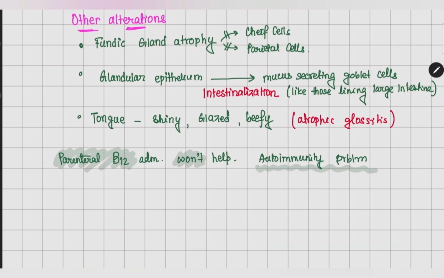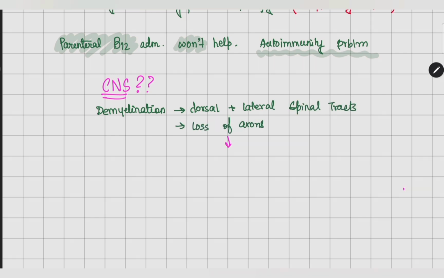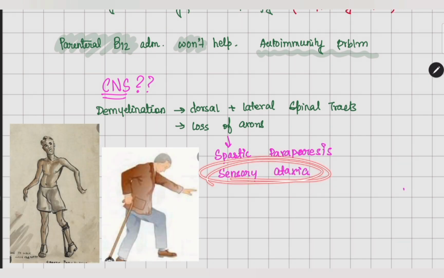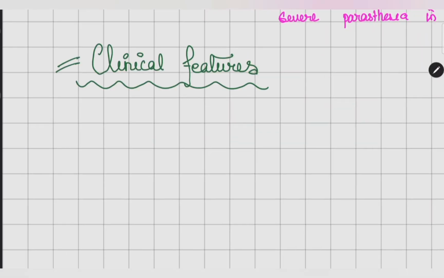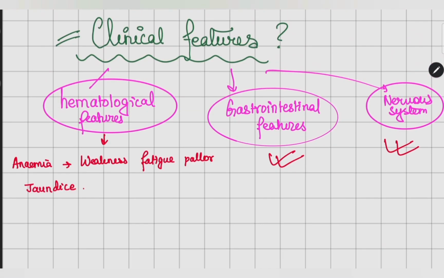And now what happens in the CNS? In the CNS, demyelination occurs in the dorsal and the lateral spinal tracts. So there will be loss of axons. So this will lead to symptoms like spastic paraparesis, sensory ataxia and severe paresthesia in the lower limb. So what's the summary of the clinical features? We can find hematological features, gastrointestinal features and neurological features in pernicious anemia.